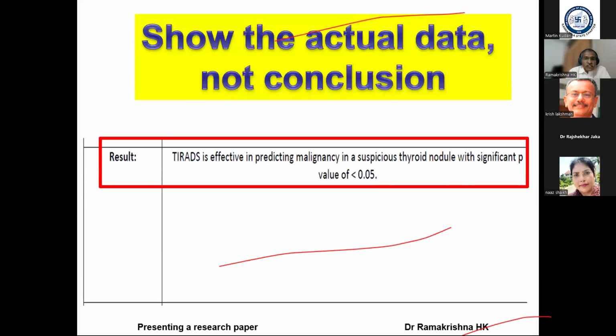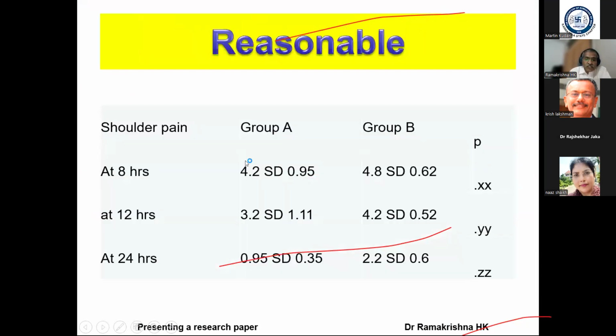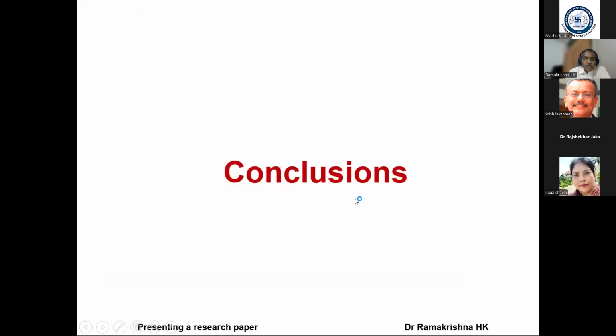And while showing the results, you must show the actual data, the raw data, what you have got from your study, not a conclusion-like statement, something like this: it was found significant at 0.05. This is almost a conclusion after analysis. Don't show this. The result should show the actual data, a table or maybe a graph. The moment you look at it, you can infer which group is better, with what p-value, all these things. So this is how you should present a result.